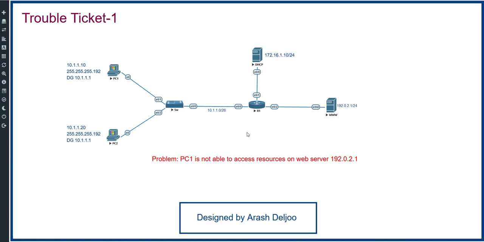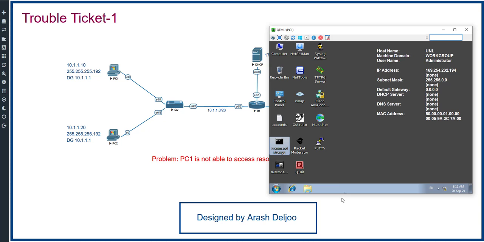Now we have a trouble ticket. This is the first trouble ticket, ticket 1. The problem is that PC1 doesn't have connectivity to the web server. PC1 is not able to access resources on the web server 192.0.2.1. Why? We should find the reason. We should solve the problem, for example.